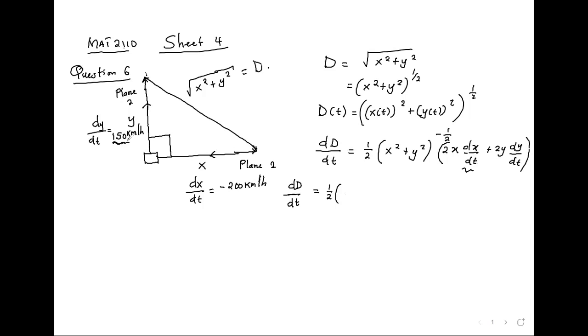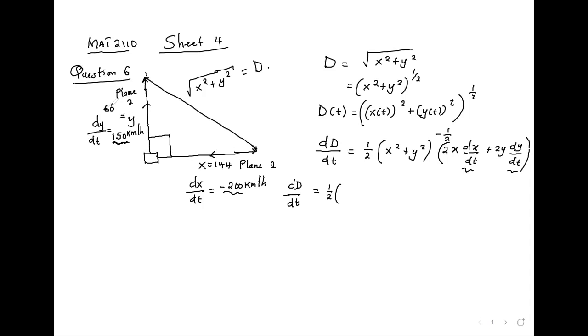We have 150 km per hour. Then we have 200 and negative 200 km per hour. That is the dx/dt and the dy/dt. What about x and y? Let's get back to the question. An aircraft is 144 km east. So it means that the actual x is 144. And 60 north. So it means that this y is 60.